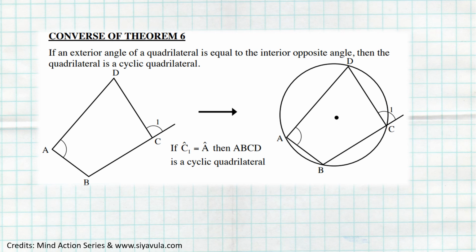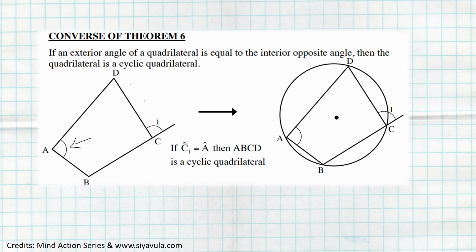So the converse theorem, theorem 6, states that if you find that you have a quadrilateral where an exterior angle is equal to the opposite interior angle, then you can deduce that this actually lies inside a circle, meaning that it is a cyclic quad. So long as you see that an exterior angle is equal to the opposite interior angle, you can deduce that this is a cyclic quad.